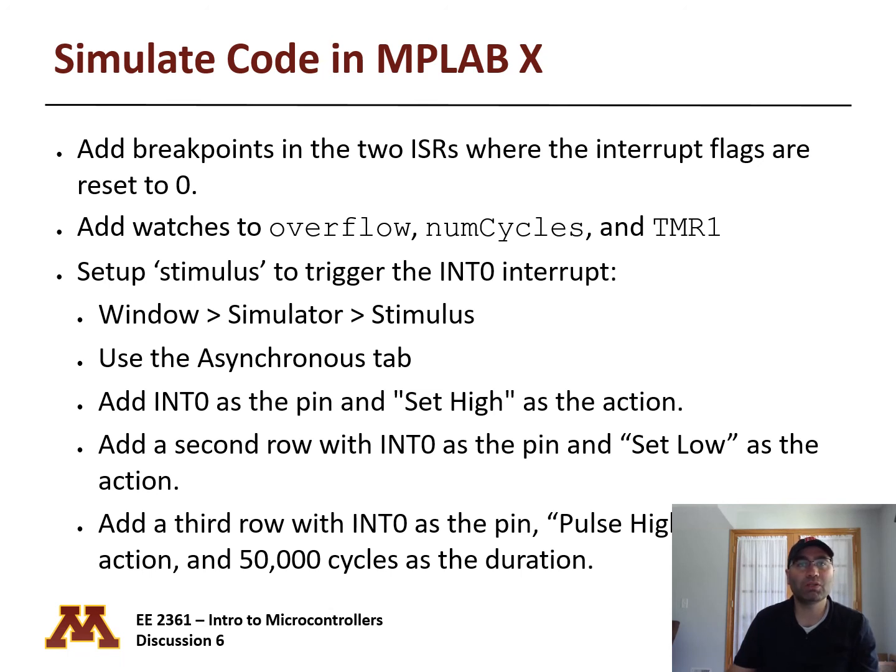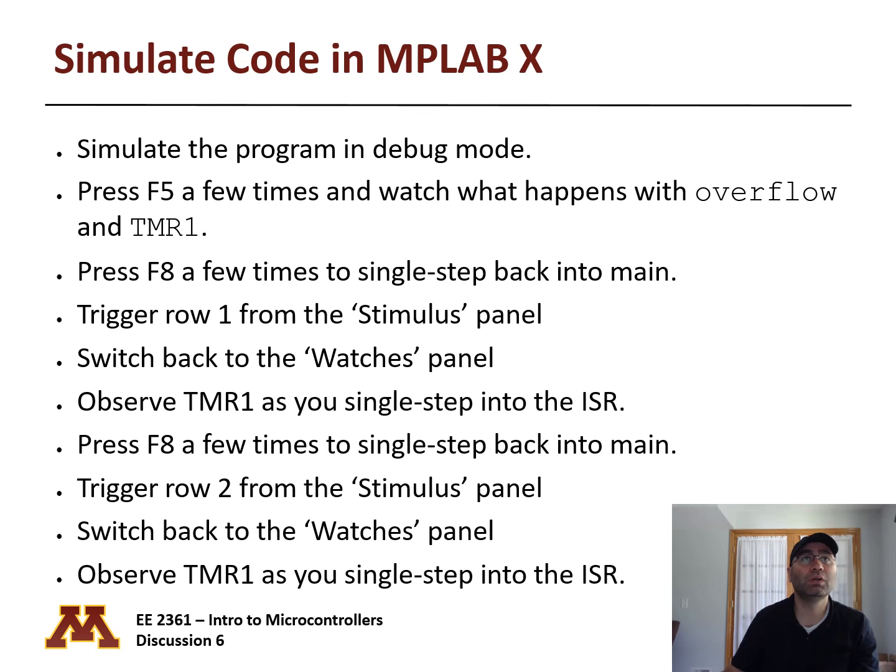Okay. Add a second row with INT0 as the pin, and set low as the action. Okay. Add a third row with the INT0 pin, and here you say pulse high as the action. Okay, and 50,000 cycles as the duration. Okay, so let's move on. Now at this point, you simulate your code. Again, I'm just going to do this with MPLAB X.